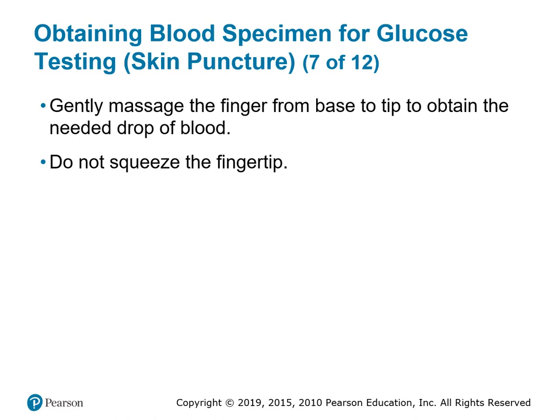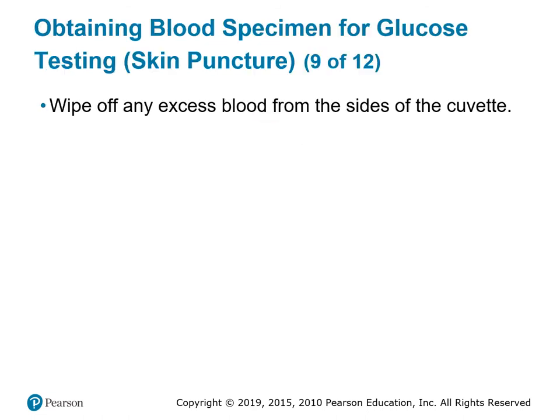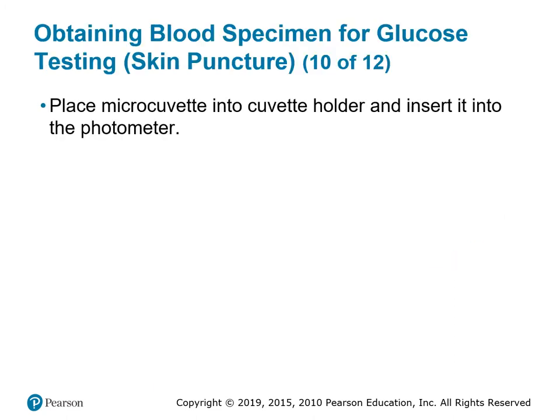Gently massage the finger from the base to the tip to obtain the needed drop of blood. Do not squeeze the finger. Apply the HemoCue microcuvette to the drop of blood. The correct volume is drawn into the cuvette by capillary action. Capillary action doesn't mean you need a capillary tube. Capillary action is just the act of the blood filling up the tube. Wipe away any excess blood from the sides of the cuvette. Place the microcuvette in the cuvette holder and insert it into the photometer.